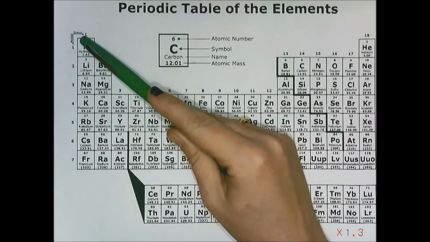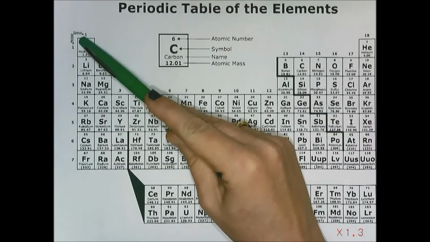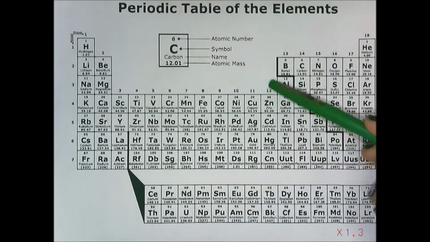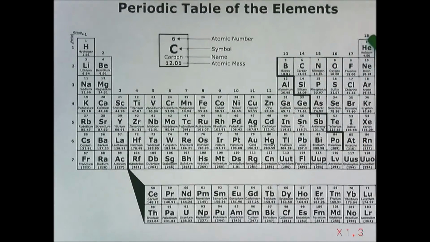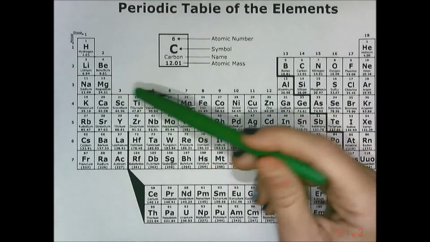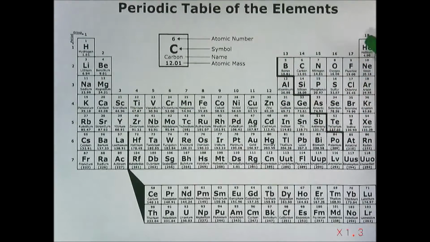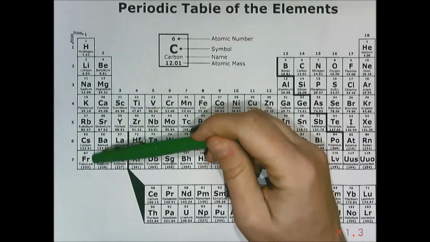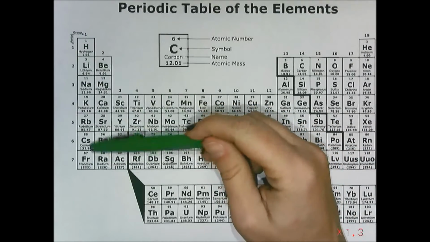Over here, you'll see that we have group numbers. Group numbers go from 1, 2, 3 through 12, and then 13 through 17 and up to 18. This is a change. They used to number groups using numbers and letters, and they've changed it to all numbers all the way over to 18. Periods go from 1 to 7. Starting at the top is 1, down to 7.